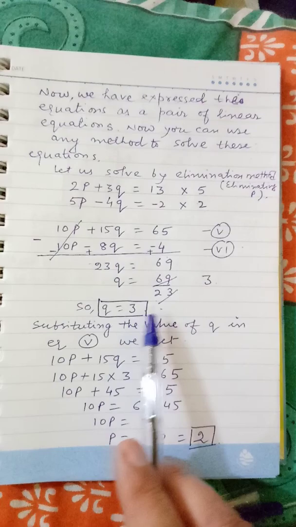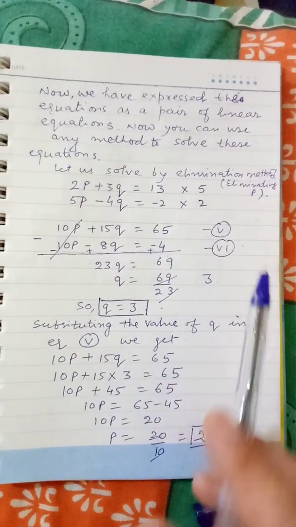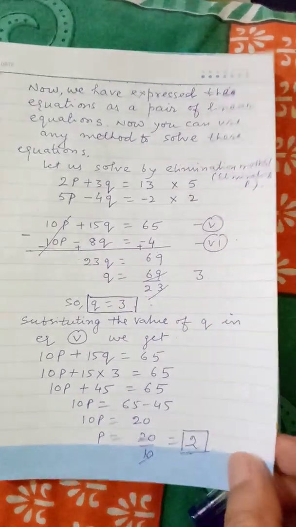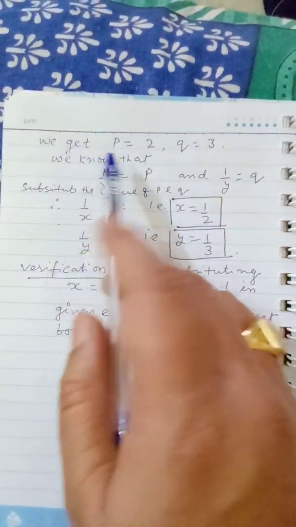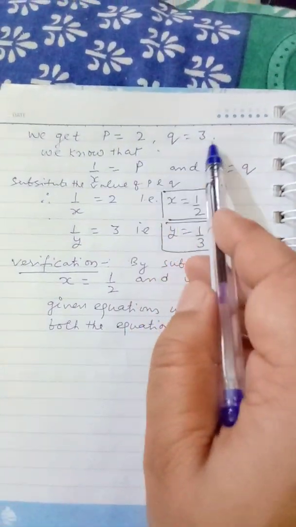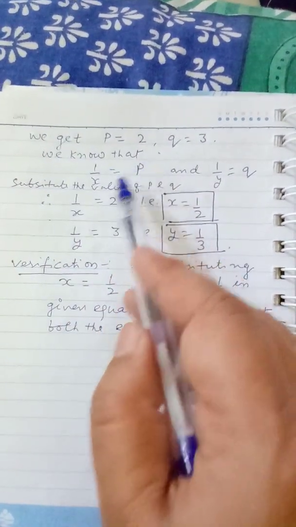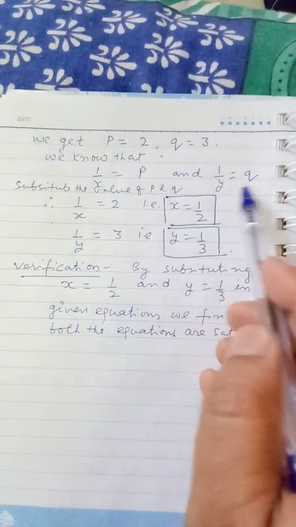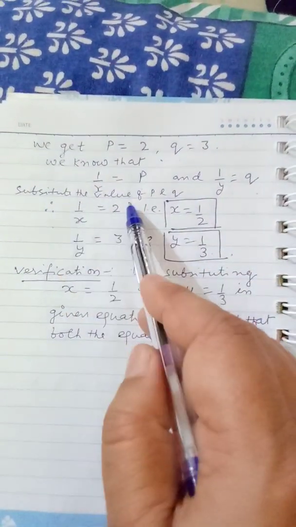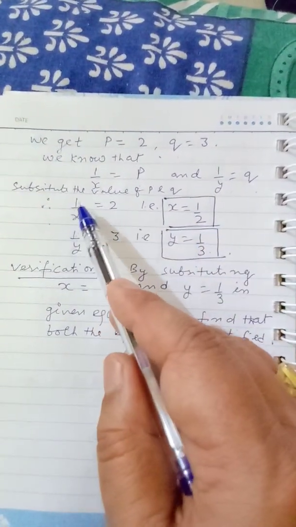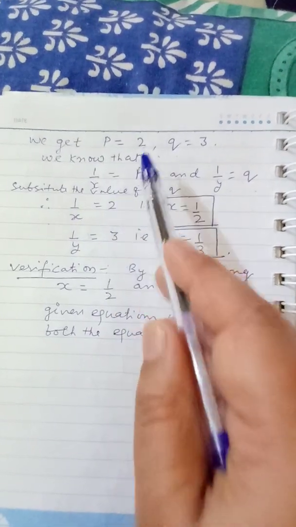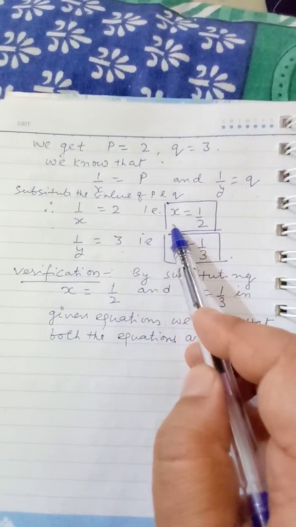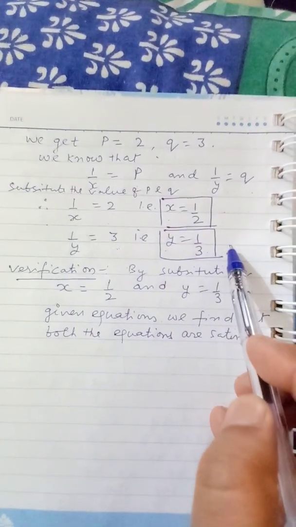Now substituting this value of q = 3 in equation number 5, we get the value of p. So p we get 2. Now we get p = 2 and q = 3. So we know that we have assumed 1 by x is equal to p and 1 by y is equal to q. So substituting the values of p and q, 1 by x is equal to, in place of p we will put 2, in place of q we will put 3. So it will become x = 1/2, y = 1/3.